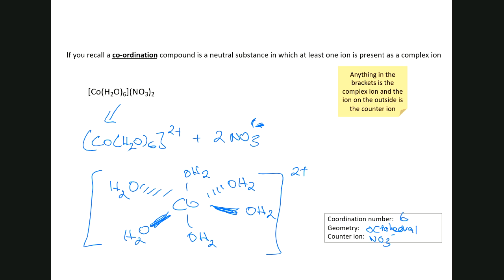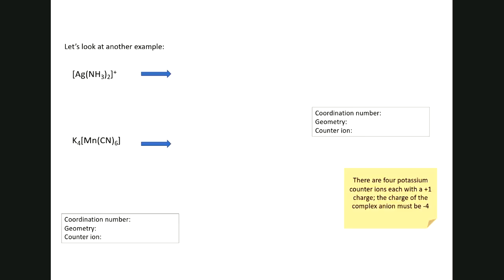All right, let's try another example. So here is the silver diammine complex. In this example, we also have silver, and if you look at it, everything here is in square brackets, and you'll notice that there is no counter ion, which means this is a complex cation. So here it's silver with 2 ammonia ligands around it. So right away I know that my coordination number is 2.